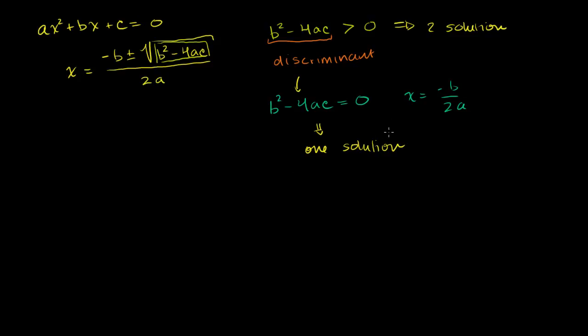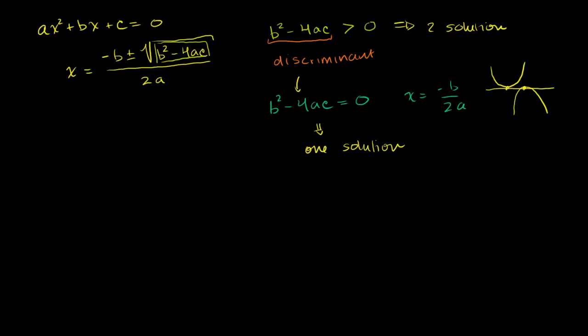And that solution is actually going to be the vertex, or the x-coordinate of the vertex. Because you're going to have a parabola that just touches the x-axis like that. Just touches there, or just touches like that. Just touches at exactly 1 point when b squared minus 4ac is equal to 0.